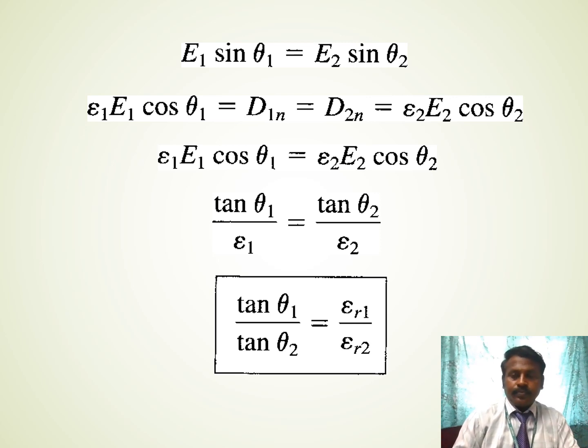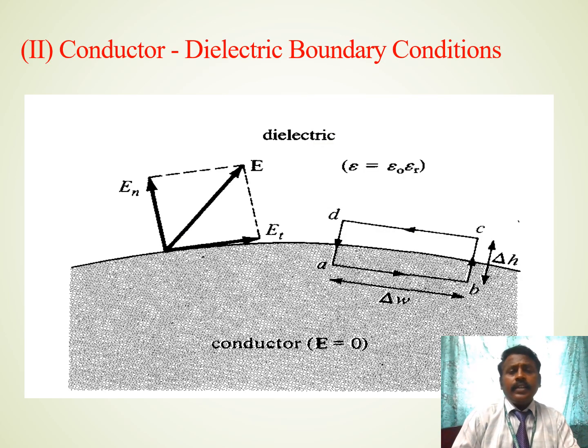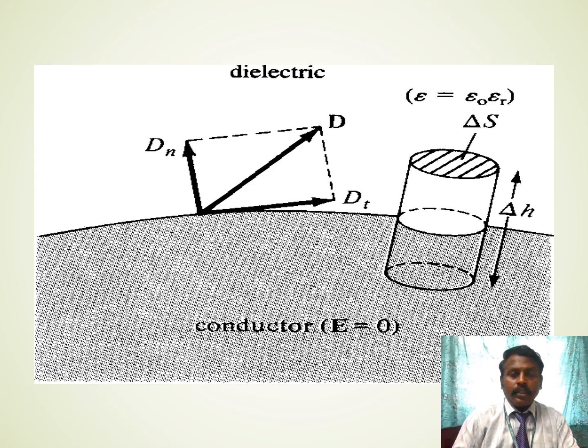Here epsilon r1 is the relative permittivity of medium 1 and epsilon r2 is the relative permittivity of medium 2. Then the second one is between the dielectric and the conductor. The first was between two dielectrics, but here the boundary condition is between conductor and dielectric. The upper one is a dielectric and the lower one is a conductor. Always remember that inside the conductor the electric field intensity equals 0. Similarly, the permittivity of the dielectric medium is epsilon equal to epsilon naught into epsilon r. According to this we go for the derivation.